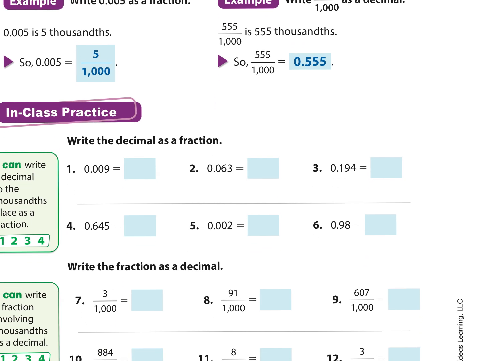All right, let's practice writing these as a fraction for 1 through 3. What would my fractions look like for number 1? 9 over what? 1,000. Number 2 would be 63 over 1,000. And then number 3 would be 194 over 1,000. Go ahead and do 4, 5, and 6, and then we'll check those.